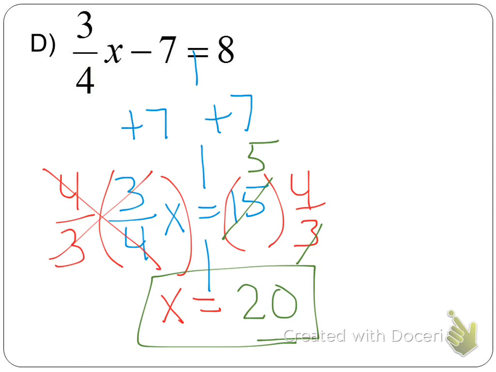So you could do 15 times 4, that's 60, and 60 divided by 3 is 20. Or you could just type it in the calculator and not really worry about what's going on. Or you can simplify as you go. As long as you end up with x equals 20, I don't really care how you handle the fractions.